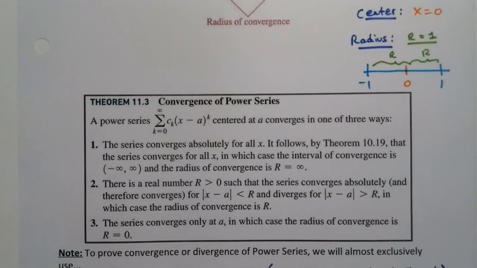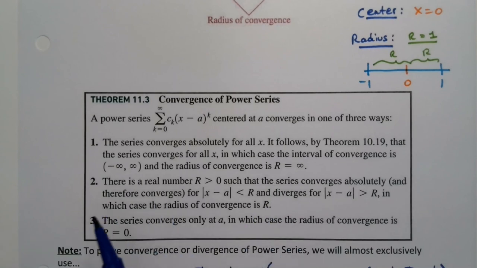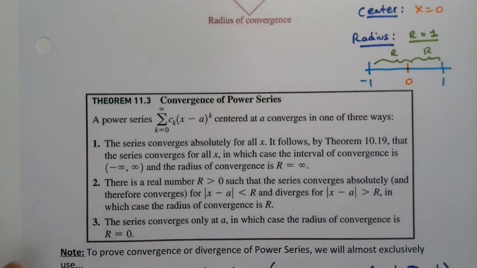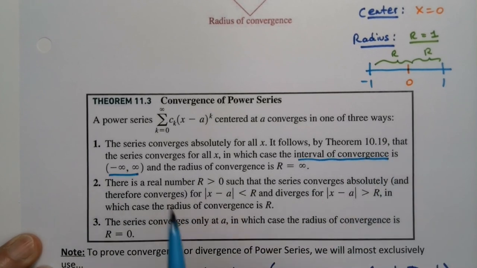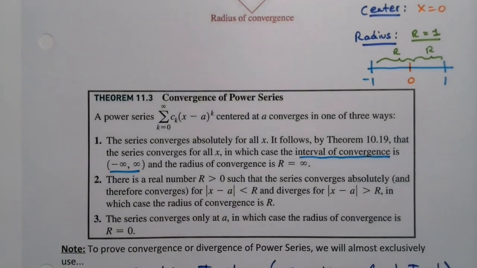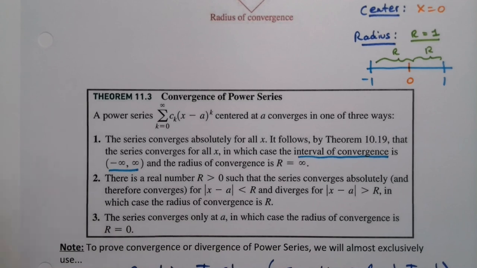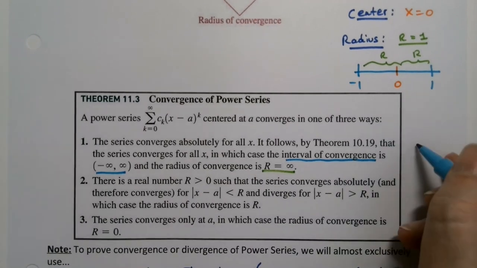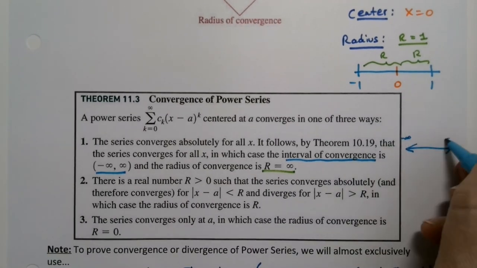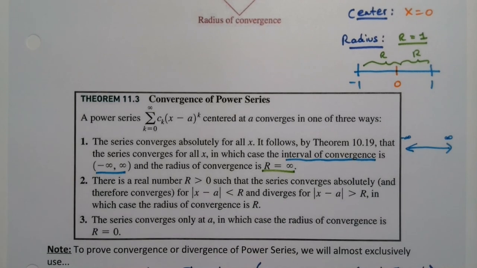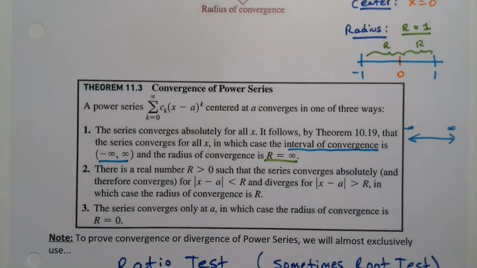It's possible that the series converges for all x, in which case the interval of convergence would be negative infinity to infinity. In other words, that red curve and the black function completely overlap for the entirety of the function. That would mean your radius of convergence is infinity. It's the entire number line, and your center is wherever you want it to be, because it doesn't matter when you're going to infinity in both directions.